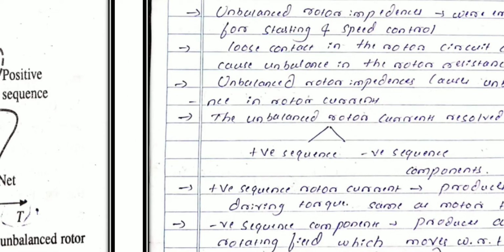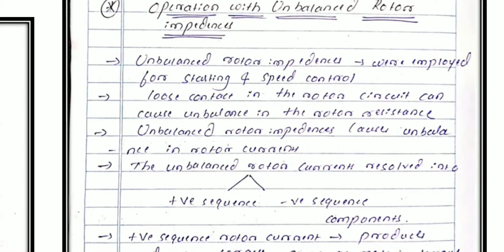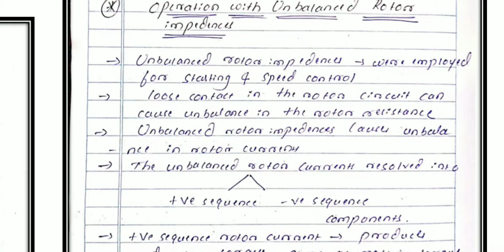See here, basically unbalanced rotor impedance was mainly employed in earlier days for the starting as well as the speed control of the induction motor. What purpose were they used for in earlier days? The starting as well as the speed control of the induction motor was done with the help of the unbalanced rotor impedances.